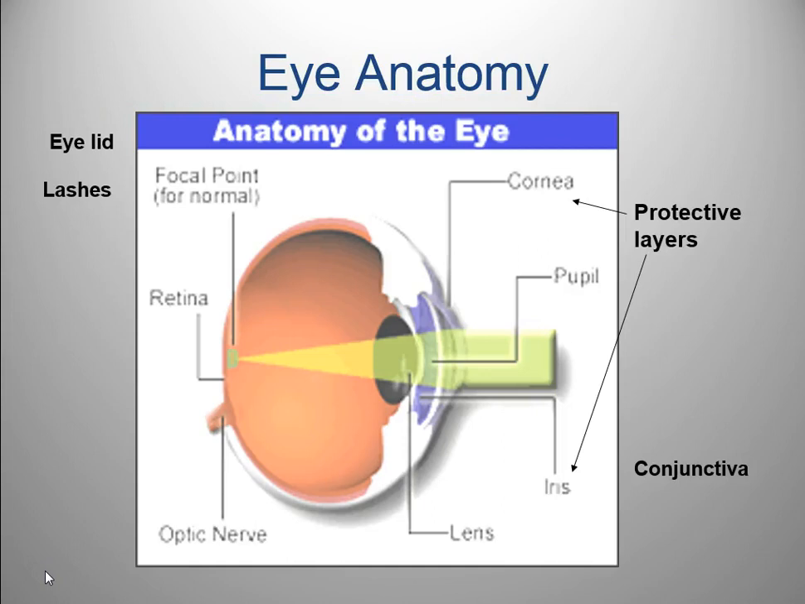Here's another picture of the eye anatomy. You have your eyelashes and your eyelid and protective layers of the eye. So the eyelashes and the eyelid are trying to keep the dust and the dirt out, in addition to having a place to put some mascara or some eye makeup if you choose. You have a cornea and an iris which protect your eye, and then your conjunctiva.